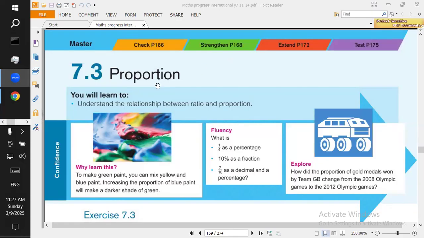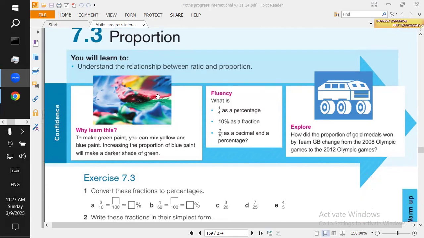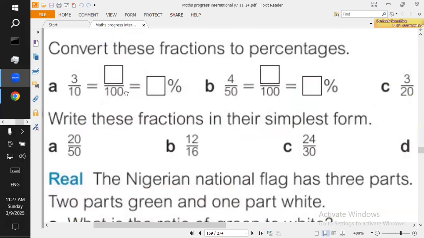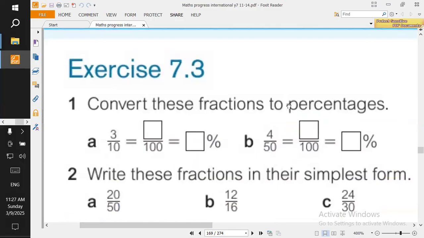In this video, we're going to talk about 7.3 portion. Let's start with the first questions. Let's talk about these first. In this question, convert these fractions to percentages. So this is a fraction. We're going to turn it into a percentage.